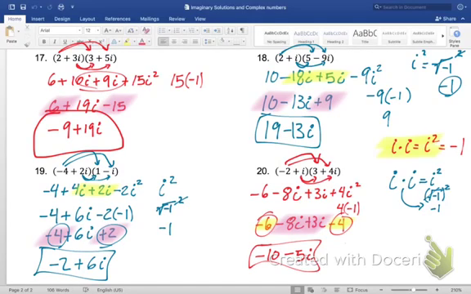And now we know how to add, subtract, and multiply complex numbers.